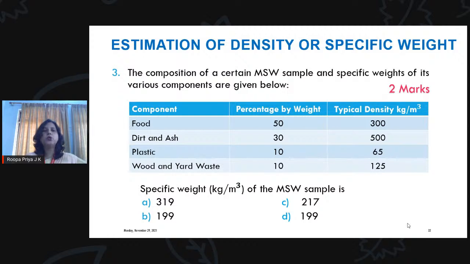So this is how it goes. The composition of a certain municipal solid waste sample and the specific weights of these various components are given below. And the question has, again, 4 different answers. We have to identify what is the answer for this particular question.